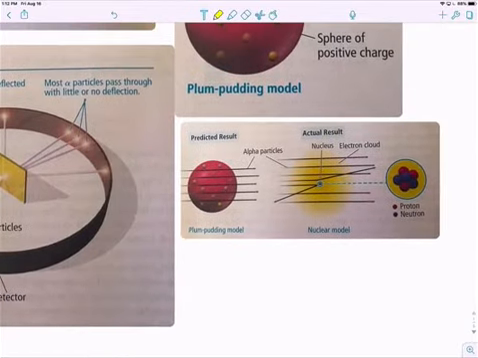So, like I said, we were looking at Dalton and the plum pudding model, where everything would go through Dalton's model. None of it would be deflected. What he found out was most of them went through and some of them were deflected. And from that, Rutherford came up with the idea of the nuclear atom, that the atom is mostly empty space, and the nucleus is where most of the matter of the atom is.